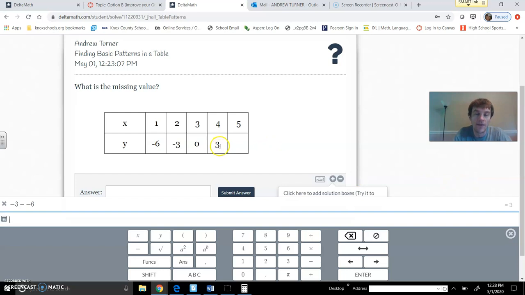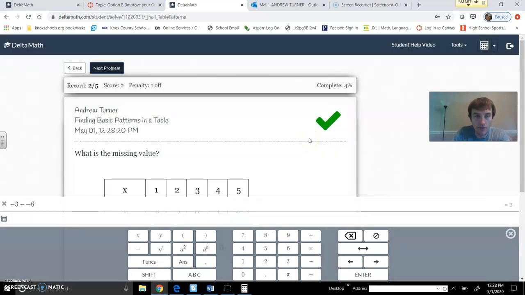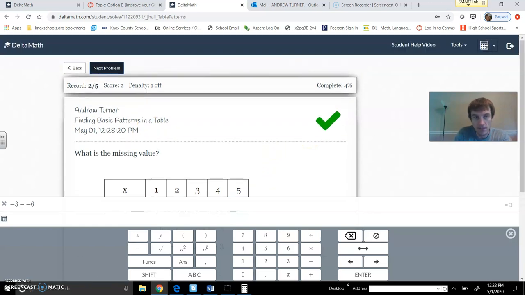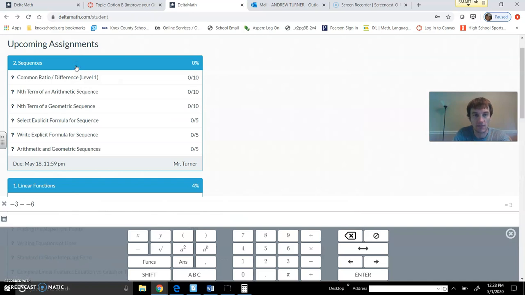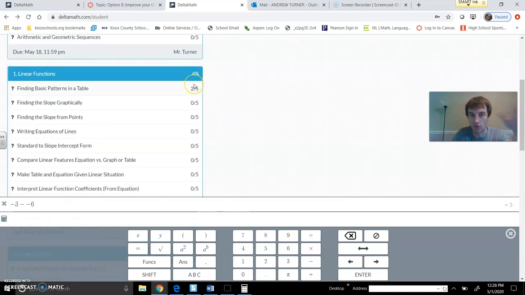And so that means I'm adding 3 over and over and over. So -6 plus 3 is -3, -3 plus 3 is 0, plus 3 is 3, 3 plus 3 is 6. And so I want to basically continue working this up until I have all 5 correct. And once I have all 5 correct, I can back out and it will save your progress. Of course, I only did 2 out of 5.